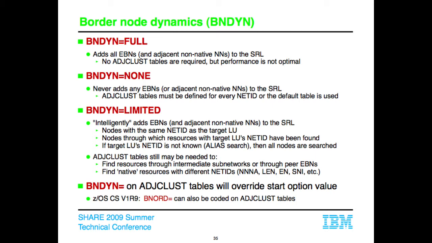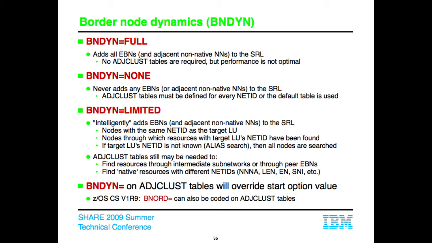Border node dynamics equals none means I don't want you to do any dynamic searching at all. I want you to look for adjacent cluster tables, and if you find one that works, then I want you to search only the entries that I put in there. I don't want you to put any dynamic entries in there. You may or may not want to reorder them depending on being ORed, but the bottom line is we would not dynamically add any entries to that list. You have to predefine everything.